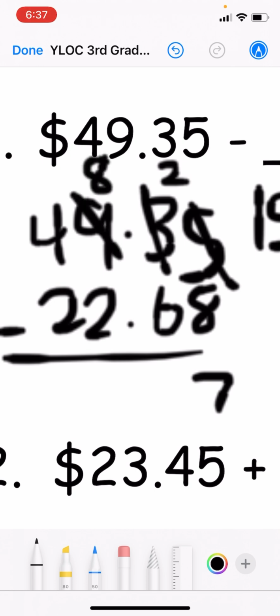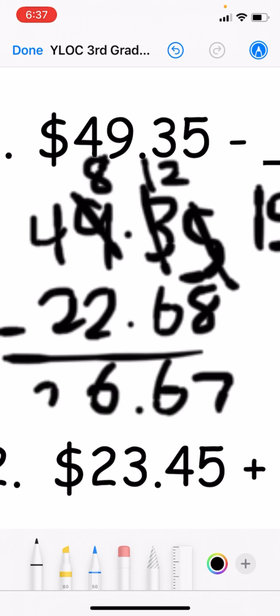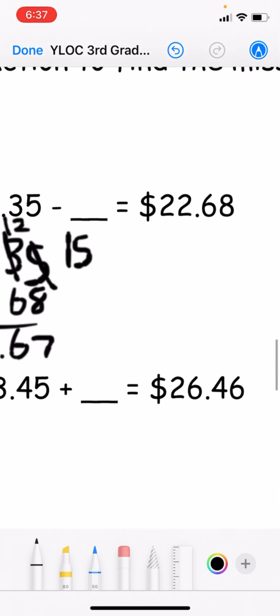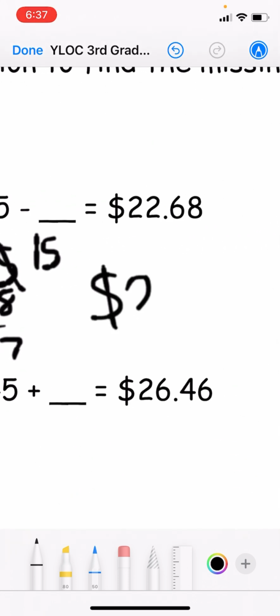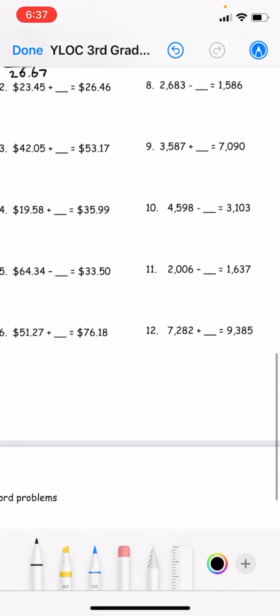9 becomes 8, and 2 becomes 12. 12 minus 6 is 6. 8 minus 2 is 6, and 4 minus 2 is 2. So the missing number is $26.67. Let's do one more.